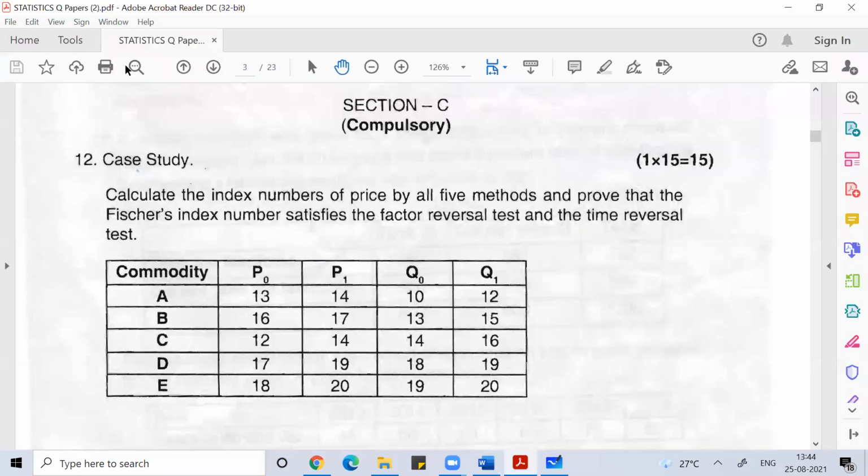Every year in exams you will get questions on the time reversal test and factor reversal test. It is one of the very common questions in the exam. Like you can see this 15 marks question: calculate the index number of price by all the 5 methods and prove that Fisher ideal index satisfies the factor reversal test and the time reversal test.